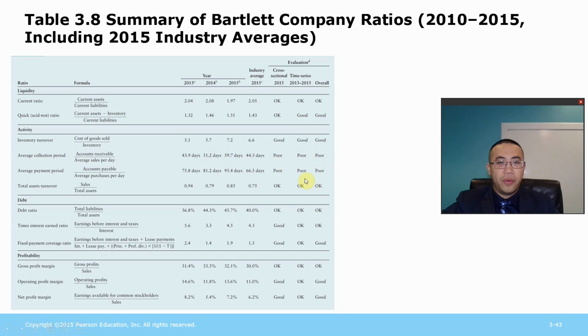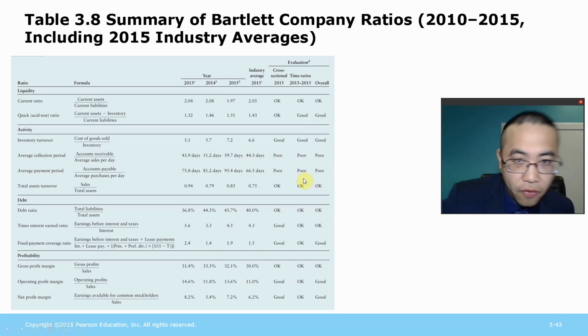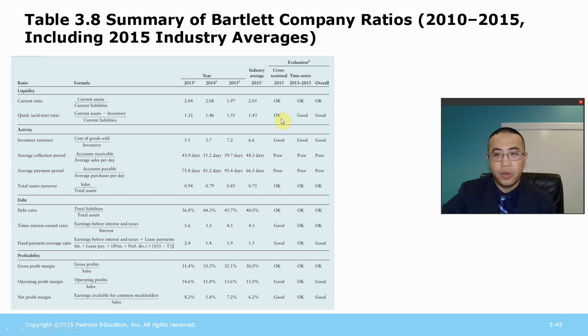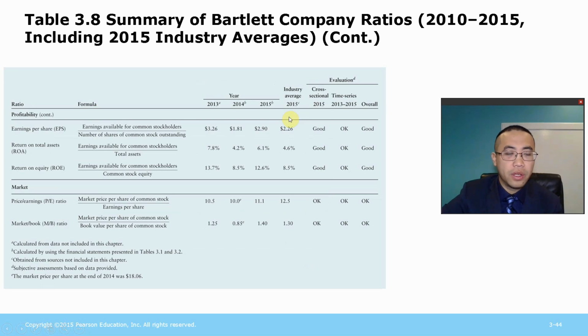So you make this comparison not just with your past, but also with the industry average. Okay, you do the comparison for both of them, and then you combine the two comparisons to get the overall comparison, to get the overall evaluation.